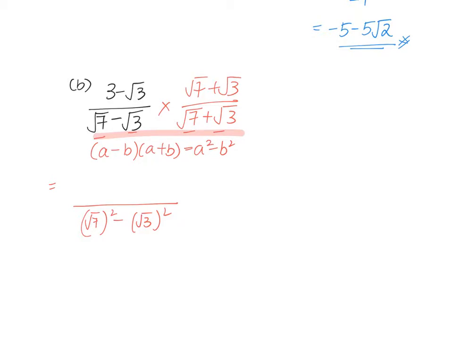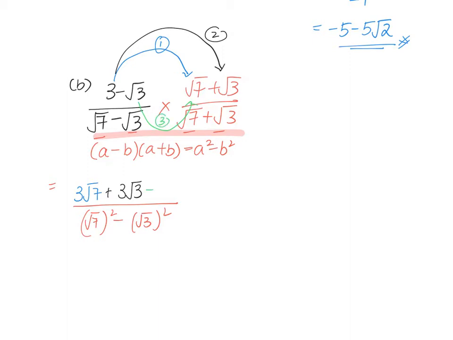And for the top, do it slowly. First one, that'll be 3 times square root 7. The second one, that's 3 times square root 3, so that's 3 square root 3. Third one, minus square root 3 times square root 7, well, it's just square root 21. And fourth one, number 4, this is minus square root 3 times square root 3, so again it's just equal to 3.